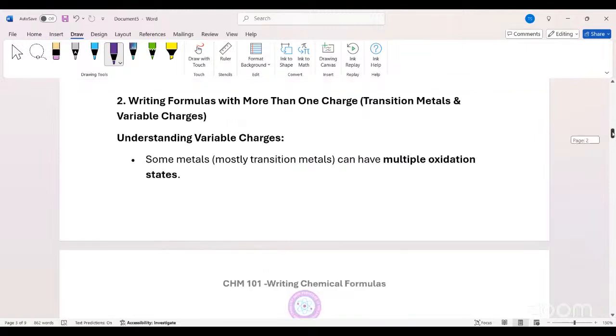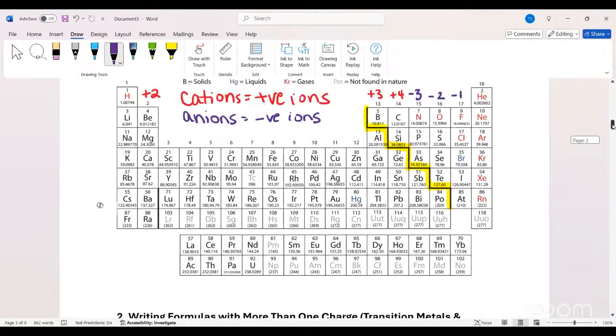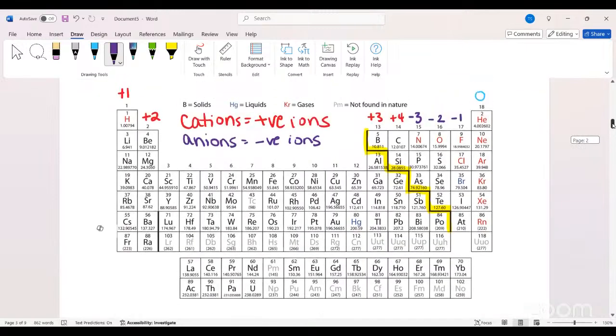Okay, so let me bring up the periodic table that we were looking at previously right here in the middle. Okay, as you guys can see, I'm just going to identify some of these elements that have more than one charge, okay?